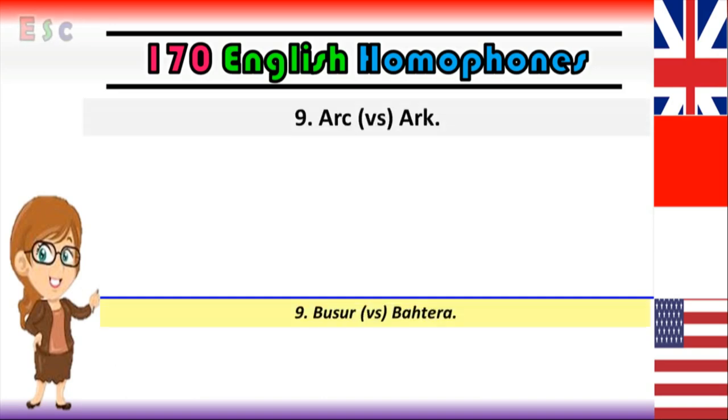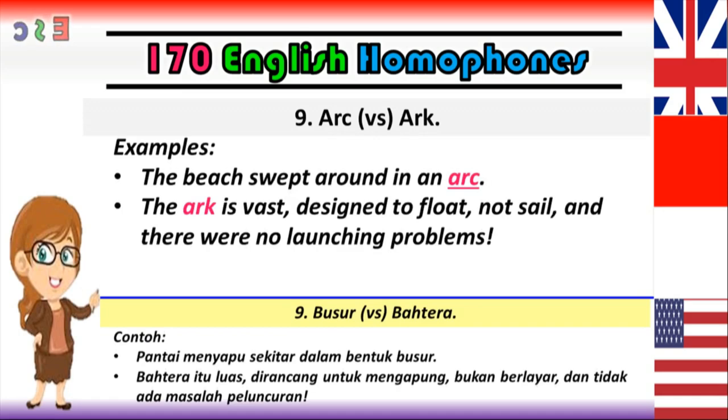9. Ark versus arc. Examples. The beach swept around in an arc. The ark is vast, designed to float, not sail, and there were no launching problems.